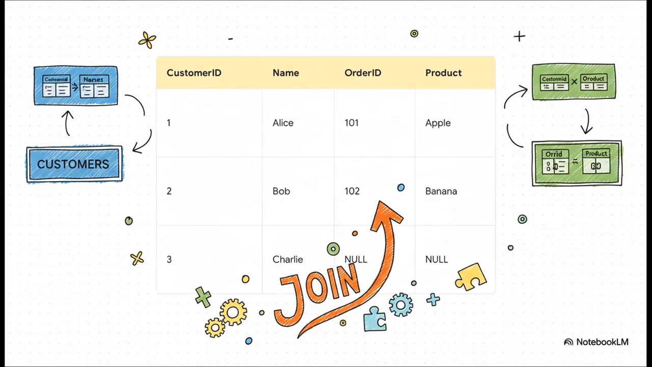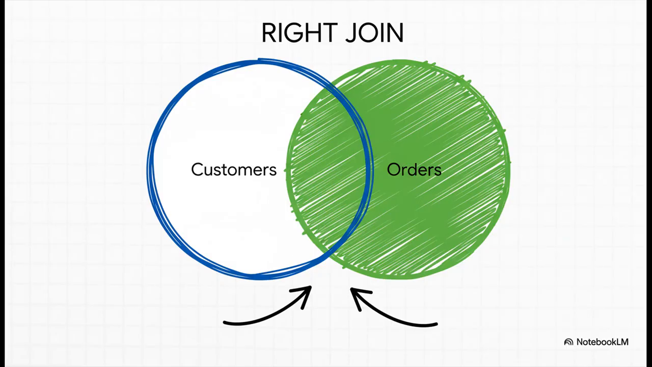And look who's back. There's Charlie. He's included in our results because he was in our left customers table. Now since he doesn't have any matching orders, those fields for order information are just empty, or what we call null. This is an incredibly powerful way to answer questions like, show me all the customers who haven't bought anything yet.